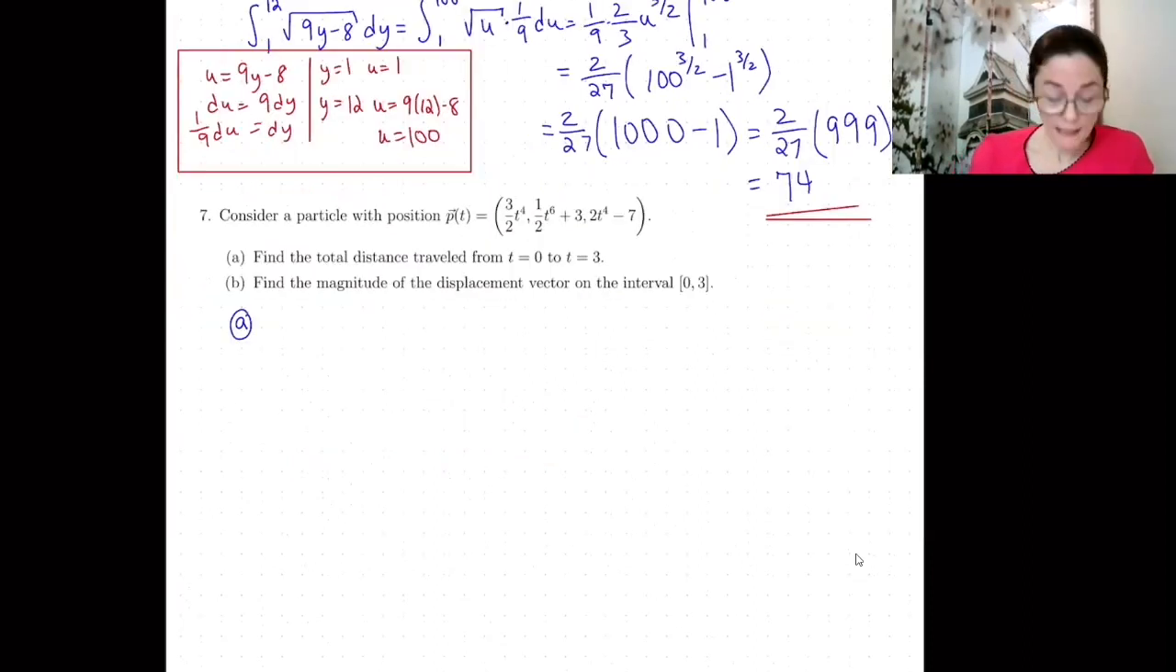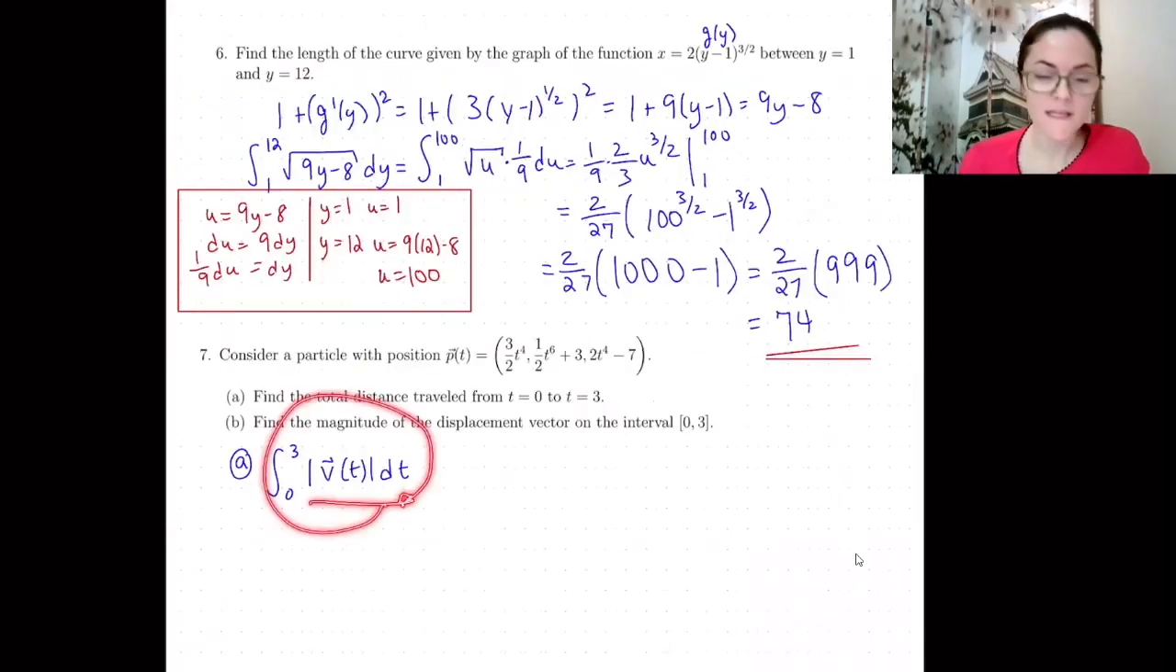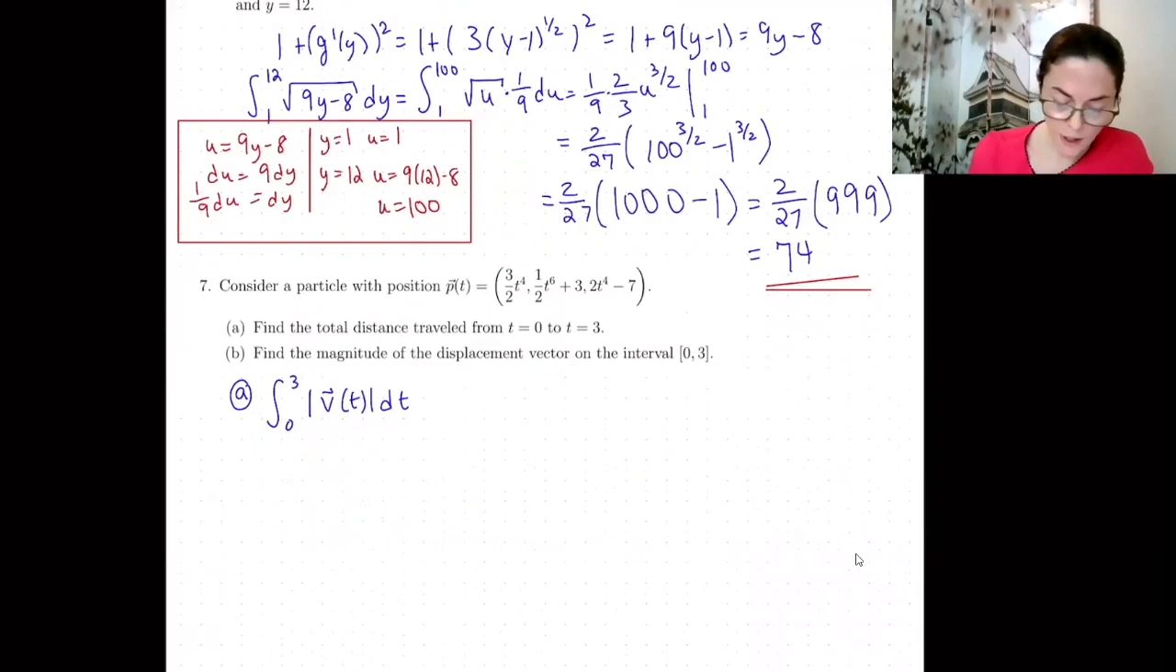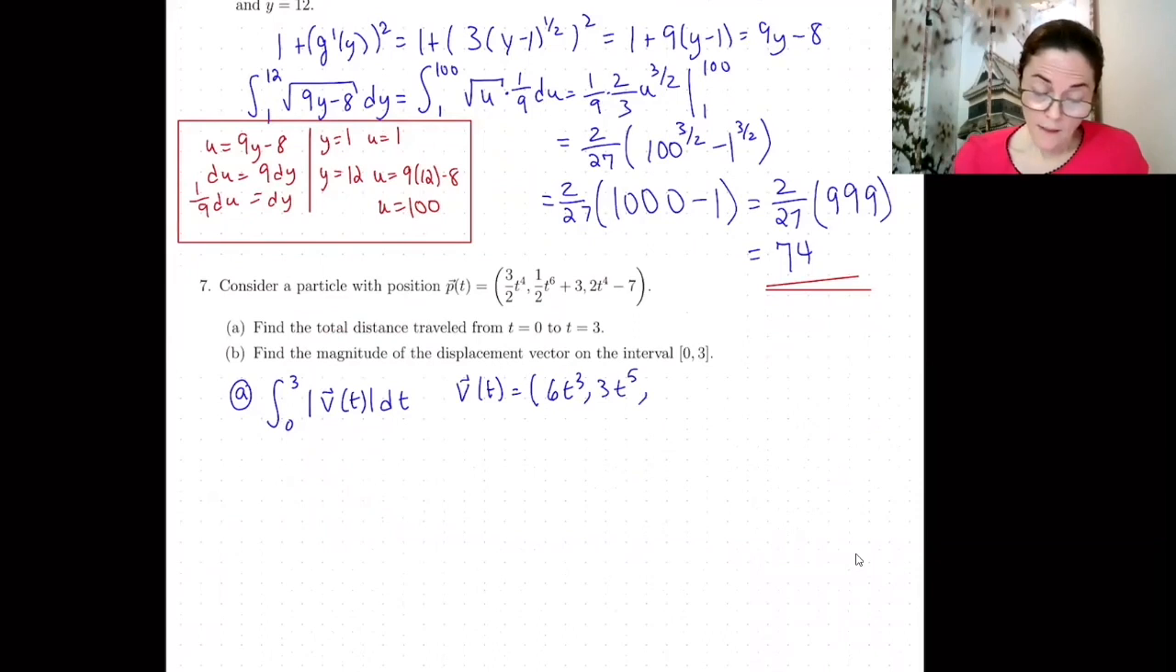Well, distance traveled, let's write the formula. It's an integral from 0 to 3. Now, this isn't absolute value, this is magnitude or length of the velocity vector. So the first thing we need here is to compute the velocity vector. This will be, let's see, 6t cubed, then 3t to the 5th, then 8t cubed. I just differentiate each component, and the derivative of the +3, the derivative of the -7, those are 0.